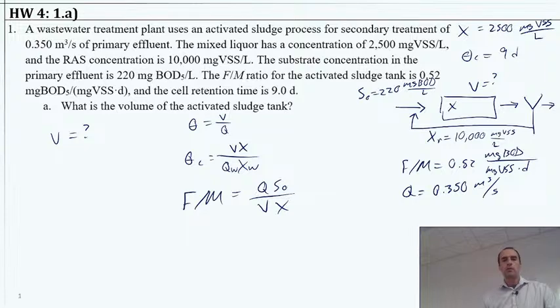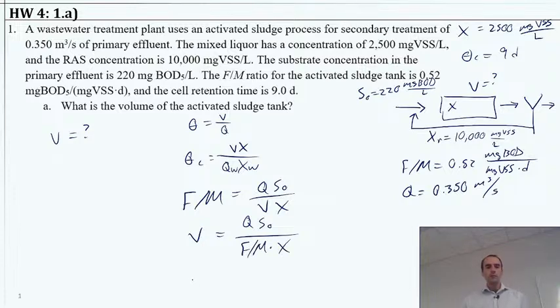So this one, we have all those pieces, so we can actually rearrange this and solve for V. And remember, we're not splitting apart the food slash mass. That's just one combined unit that we're going to deal with. So we're going to move volume to the other side and say this is going to be equal to Q S naught divided by S slash M times X. And fortunately, we have each piece of that.